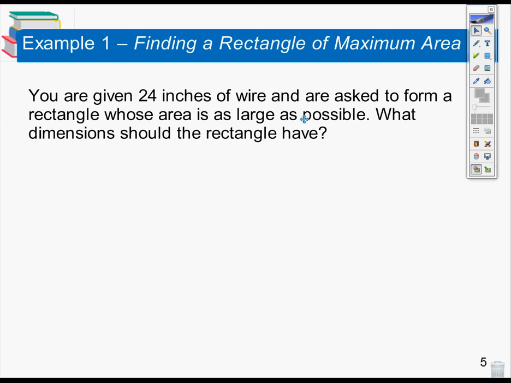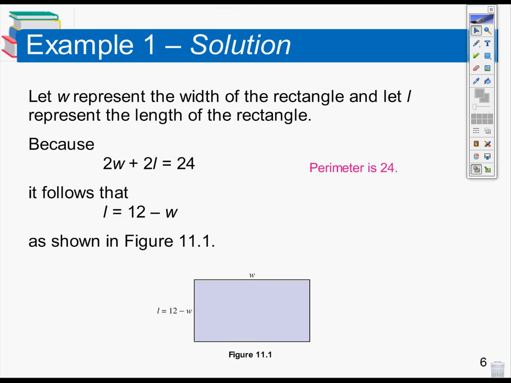Now, this is the kind of problem that you would have done maybe in Algebra 1. It's a maximization problem, but it forms a foundation for what we're doing here. So what you would have to do is try and make an equation. You would say, well, twice the width plus twice the length is that 24 inches of wire. So that's perimeter. I can manipulate it a little bit to get the length by itself.